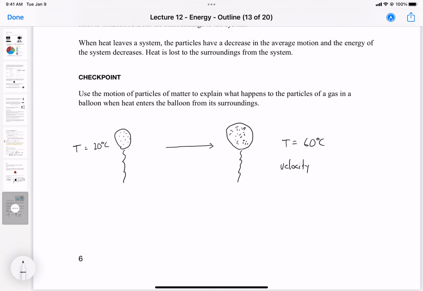the velocity of the gases increases, right? All right. So when this happens, collisions with the wall will increase. Okay. And with more force.